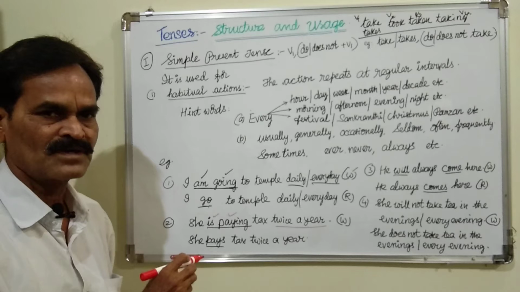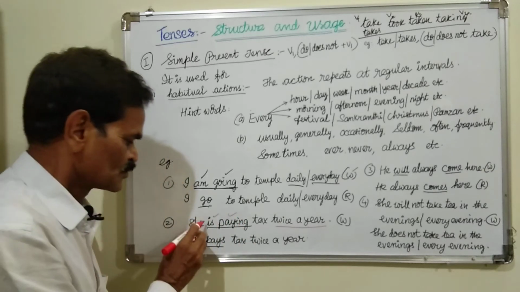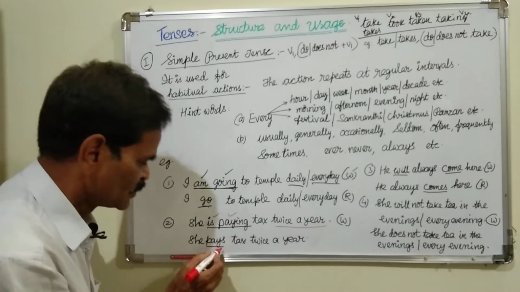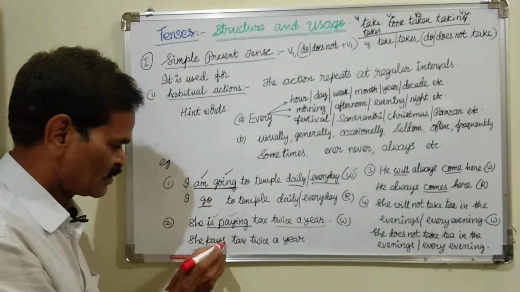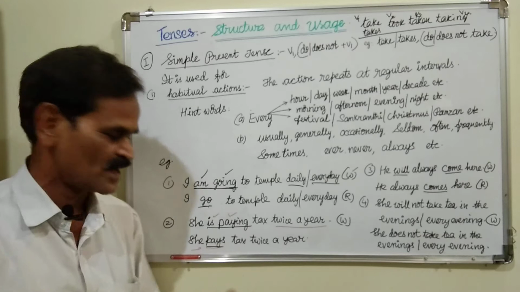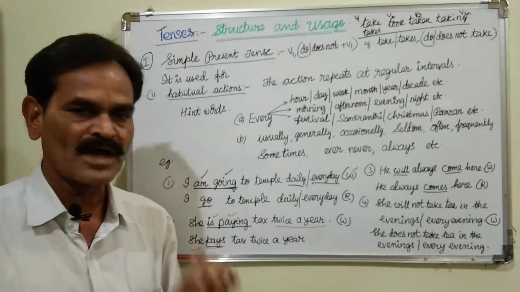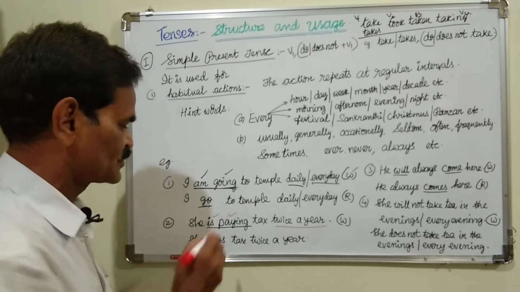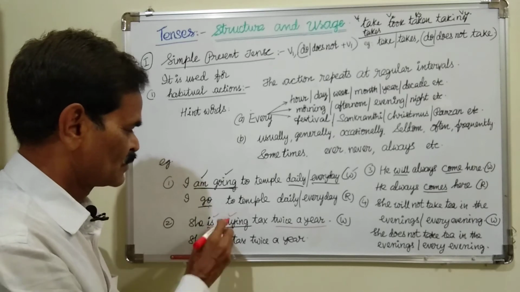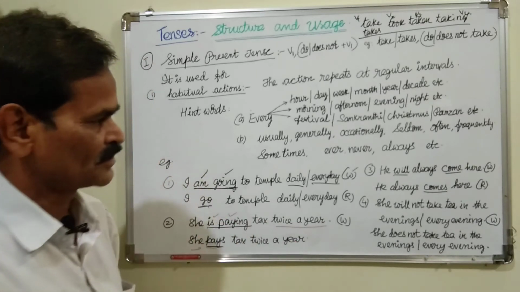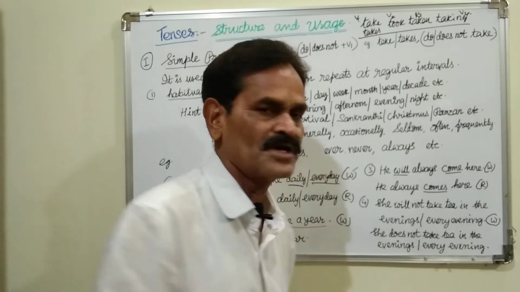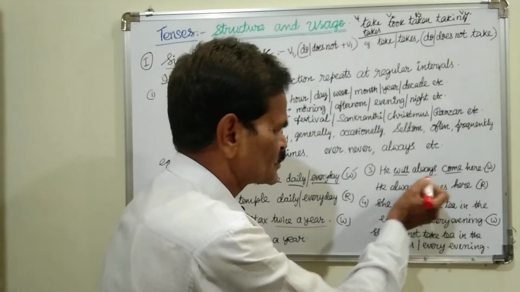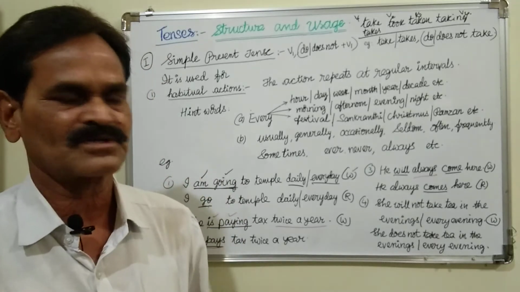We cannot say "she can pay." You cannot say "she is paying." You cannot say "she pay" only. Because she is singular, we suffix s to the verb. "She pays tax twice a year." This is the correct sentence. So in this way we have to rectify the errors. And a third example we will see: "He will always come here." Always means it is also a repeated action only.